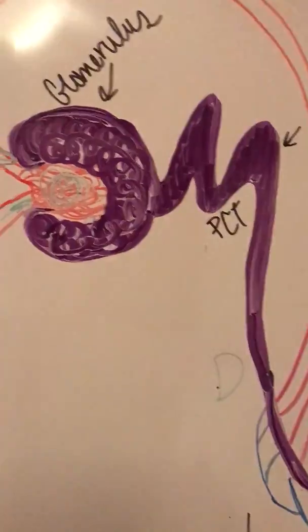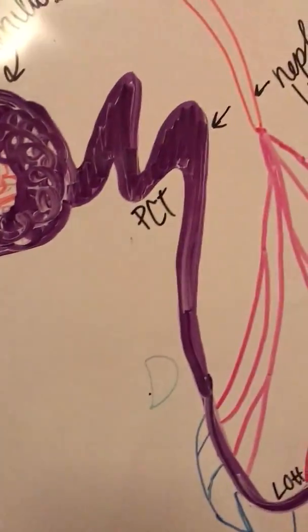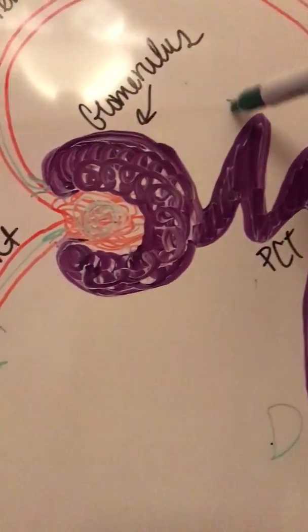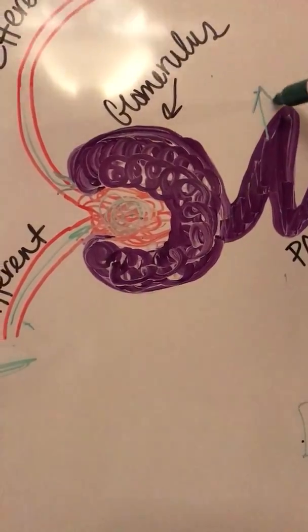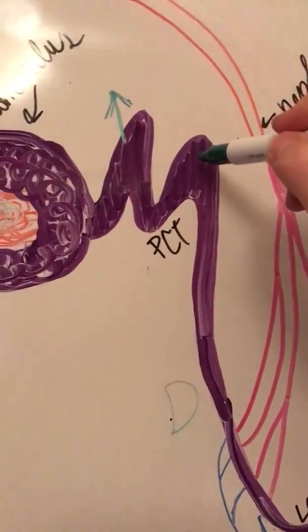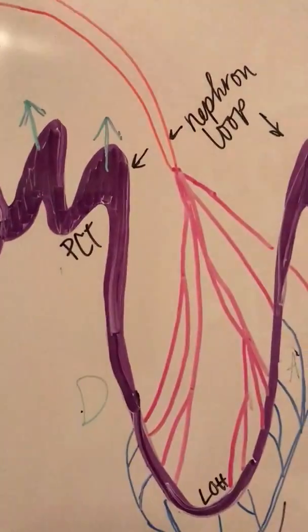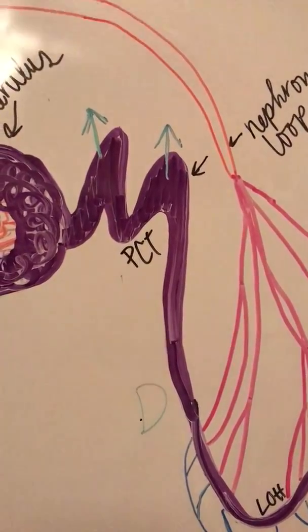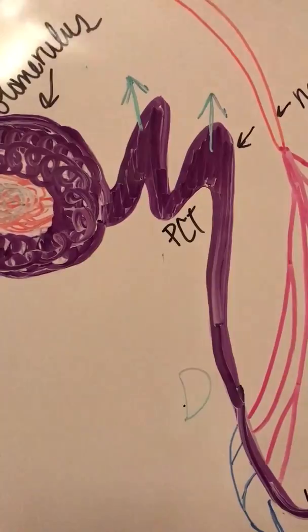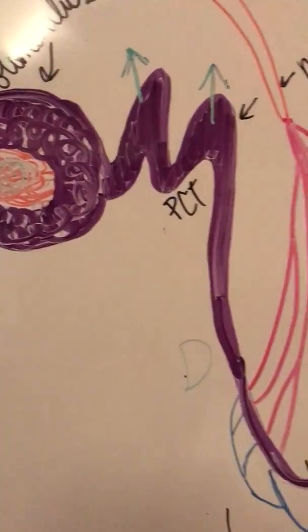The next step, which is reabsorption, happens in the proximal convoluted tubules first. So right about here is where water is starting to be reabsorbed, and then here some of the solutes start to be reabsorbed, and those solutes include glucose, amino acids, sodium chloride, calcium ions, potassium ions, bicarbonate ions, and then water is absorbed right around here.